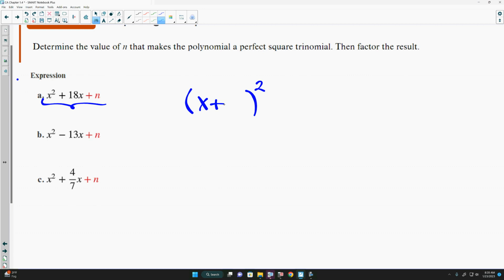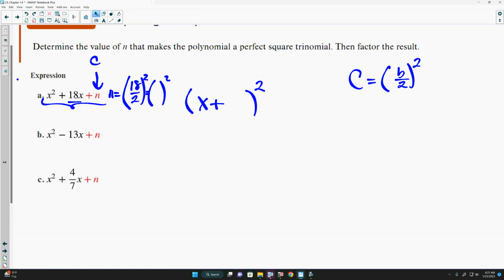Now to be able to do that, we called it c, because it is c, our constant term. We need to find that value. And it works out that there is a method to do that. C is equal to b over 2 squared. And in this case, they're saying n. So for us, our b value for the first one is 18. So we're going to take 18 over 2 and square it.